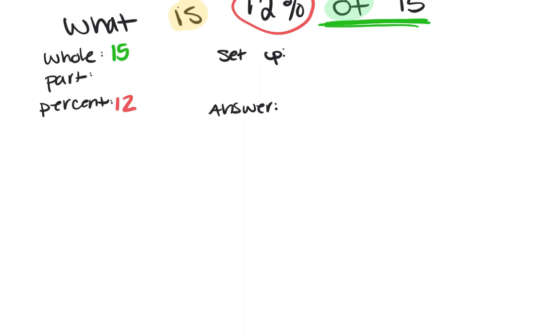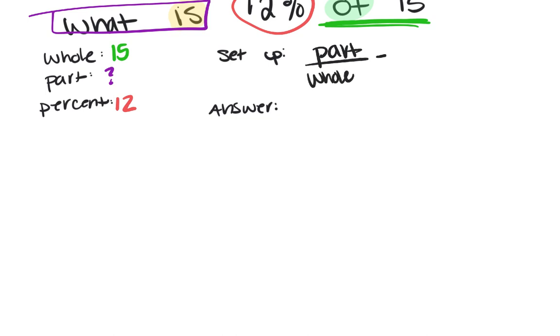And then that means that the thing I don't know is the part. And it says, what is? We don't know what is. That's the thing I don't know. And is goes with the part. So one of our setups is the part over the whole equals the percent over 100. And I'm going to show you a couple different ways to do this. So I have my setup, my proportion.